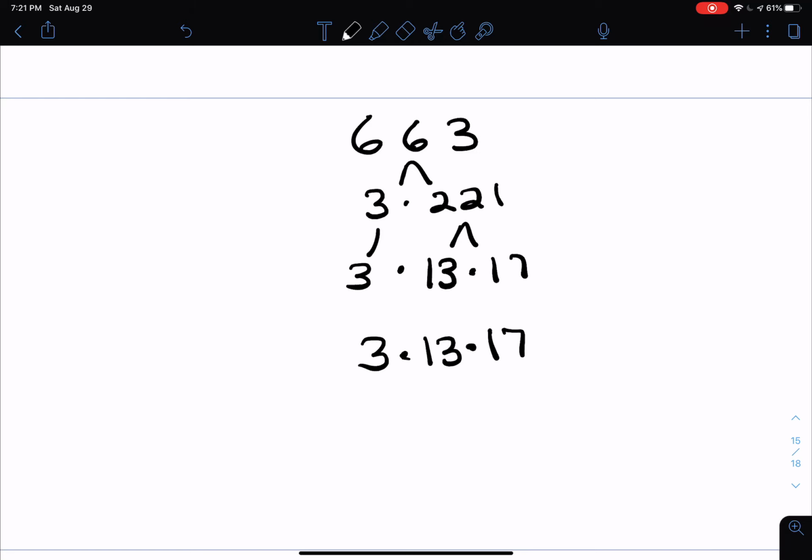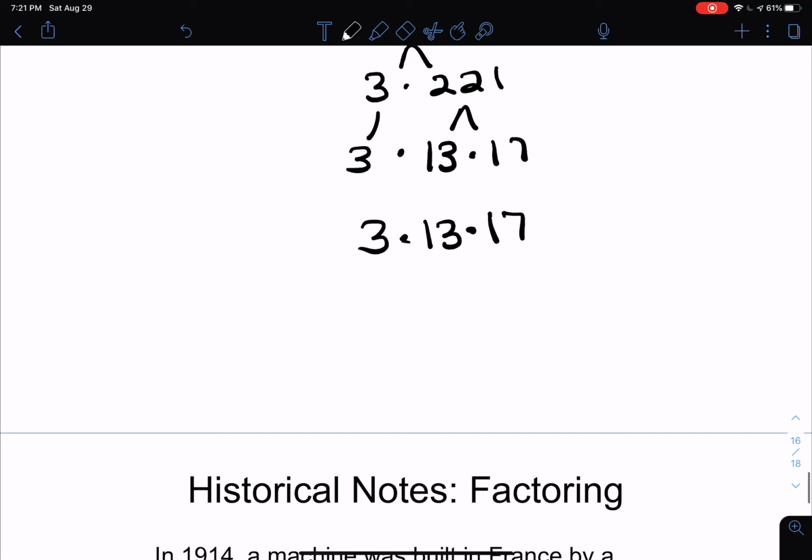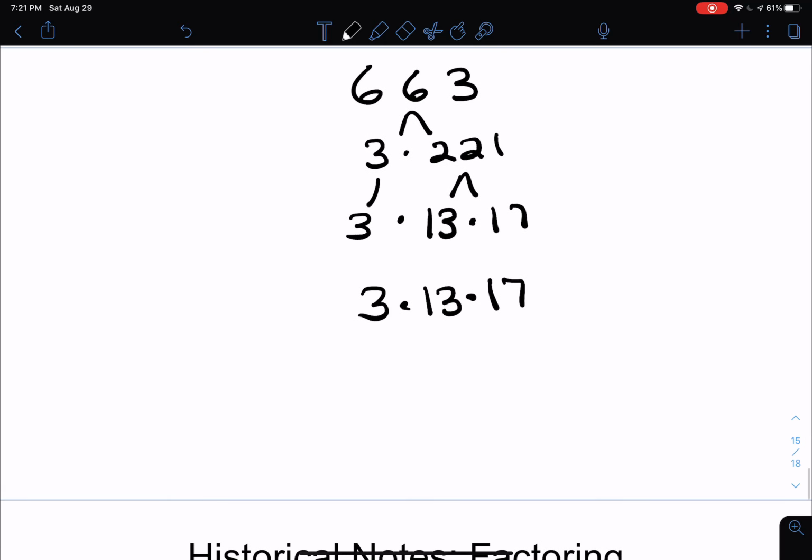All right. So that's your prime factor trees. Keep learning those. Learn how to do those because you're going to need them soon.